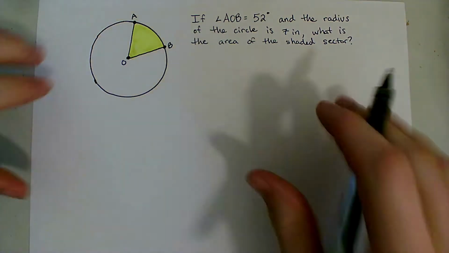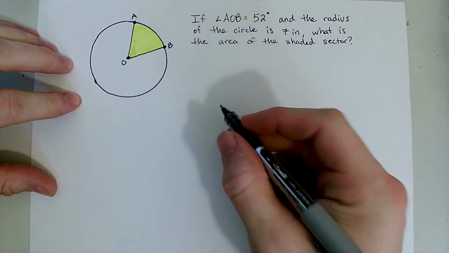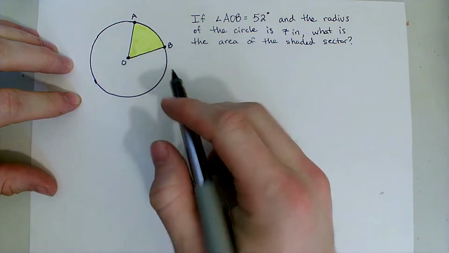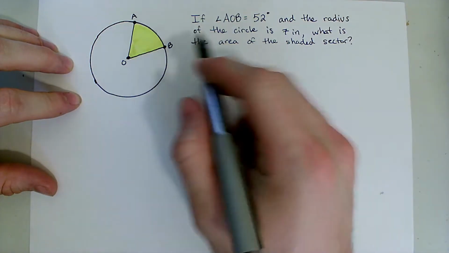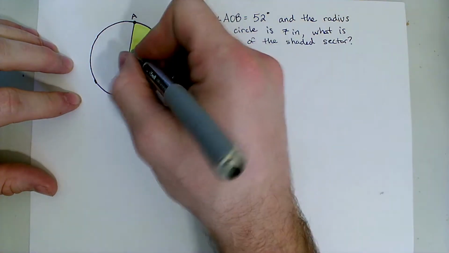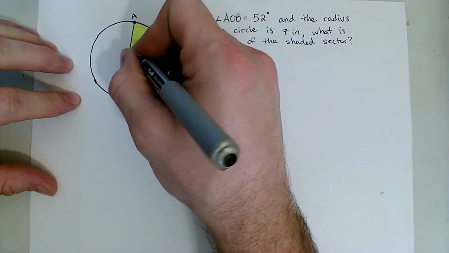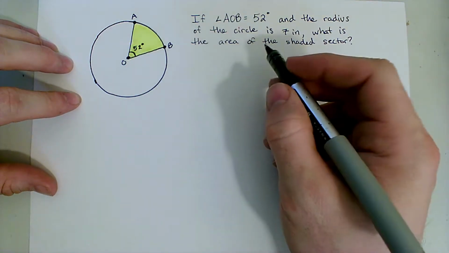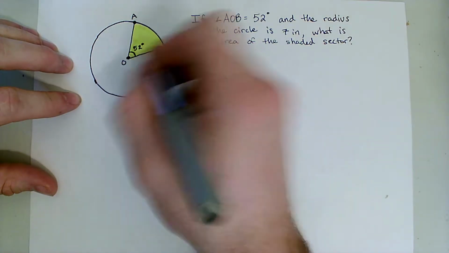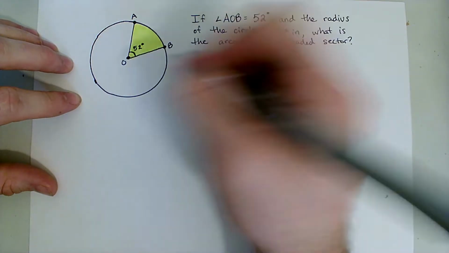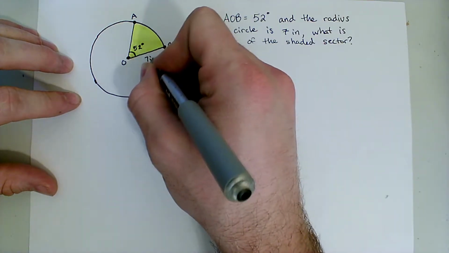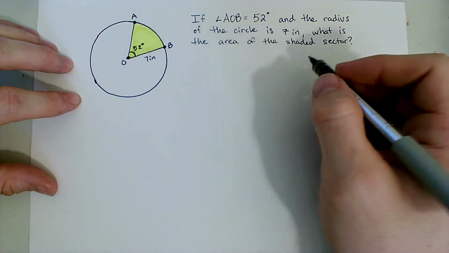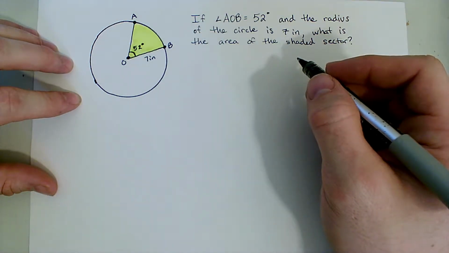Okay, so here I have an example where I have a sector of a circle, and I need to find the area of the sector. And it's saying that if AOB is 52 degrees, which is this angle right here, and the radius of the circle is 7 inches, so you could either say the distance of OB or OA would be 7 inches. What is the area of the shaded sector?